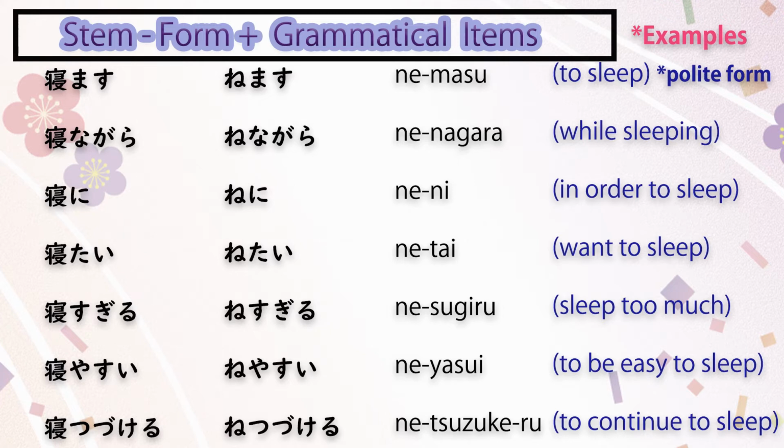寝ます。to sleep. 寝ながら。while sleeping. 寝に。in order to sleep. 寝たい。want to sleep. 寝すぎる。sleep too much. 寝やすい。to be easy to sleep. 寝続ける。to continue to sleep.